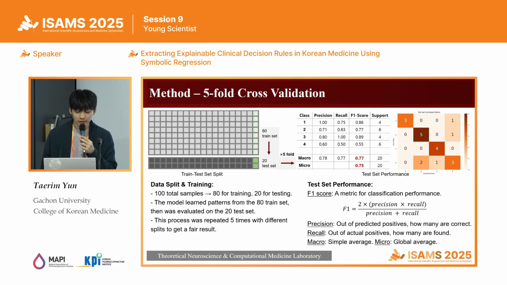This is how we assess the performance of the models. The model would learn patterns from the 80 train set and then will predict the true label of the 20 test set. This process was repeated 5 times with different splits to get a fair result. And since this is a classification task, F1 score was used as assessment metric.